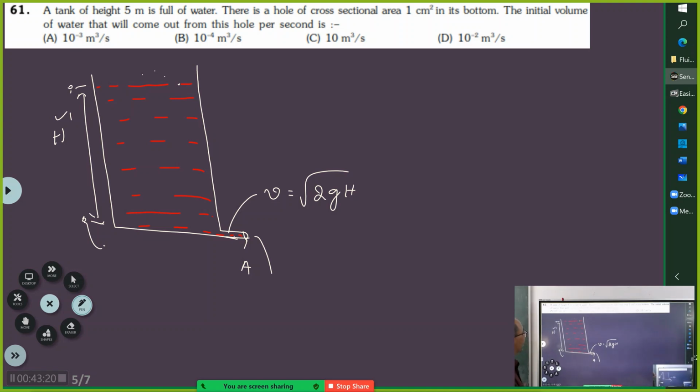They are asking you what is the initial volume of the water that will come out of the hole per second. Fine.